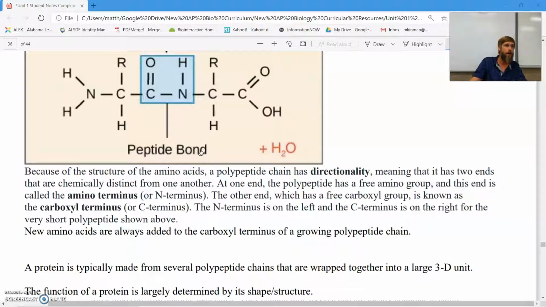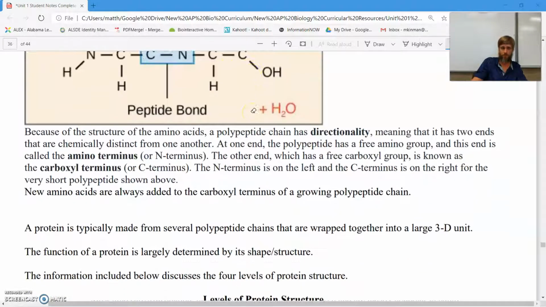It's not like chaining a bunch of glucose molecules together, where one end has the same function as the other end. Here, this end we have an amino end, and this end we have a carboxyl end. So the amino end is called the N-terminus. And the other end, the carboxyl end, is called the C-terminus. So something can happen on this end, donating a proton, that cannot happen on this end, which would be accepting a proton. So this has directionality.